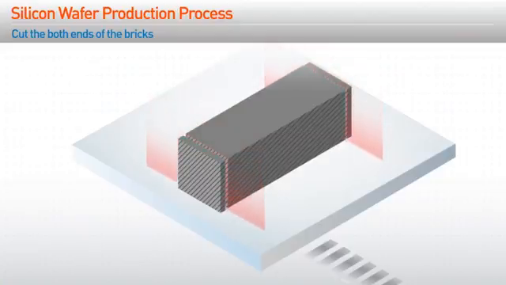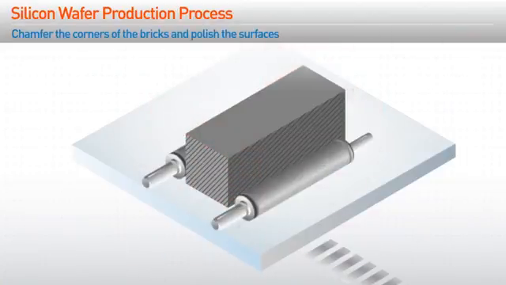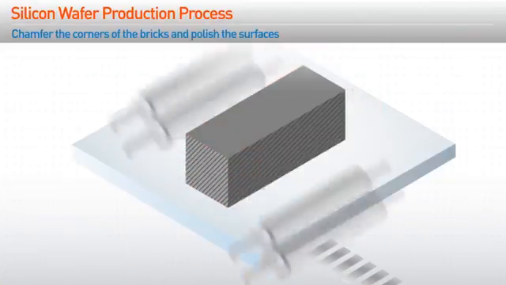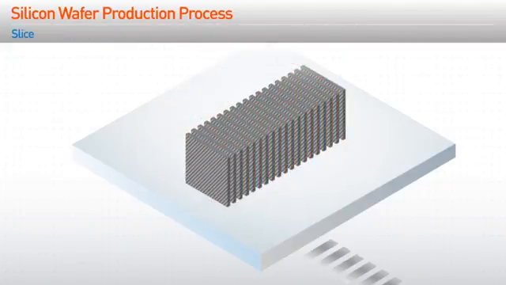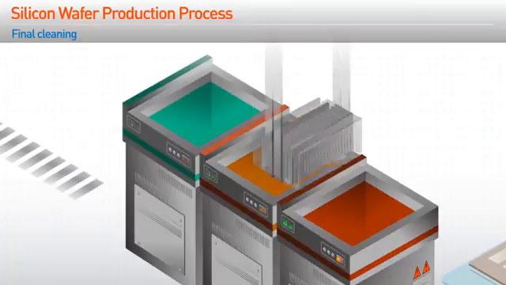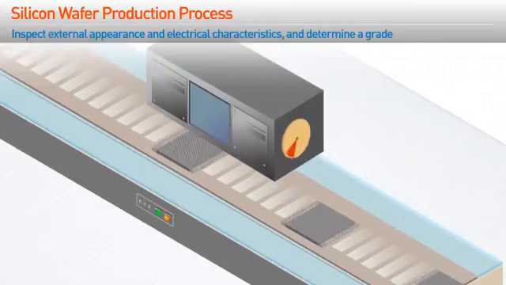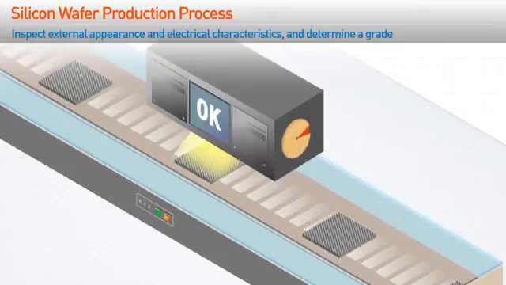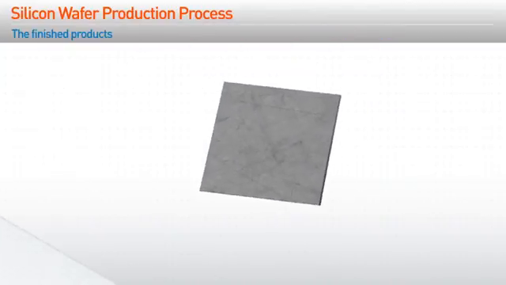Afterwards, both ends of the bricks are cut, and the corners of the bricks are chamfered. The surfaces are then polished and the bricks are sliced. Next, the final cleaning is performed. After inspecting their external appearance and electrical characteristics, each wafer is graded, and then the completed products are shipped out.